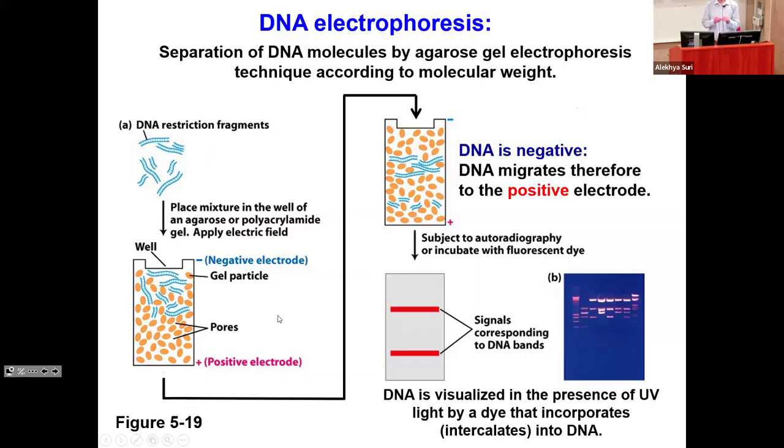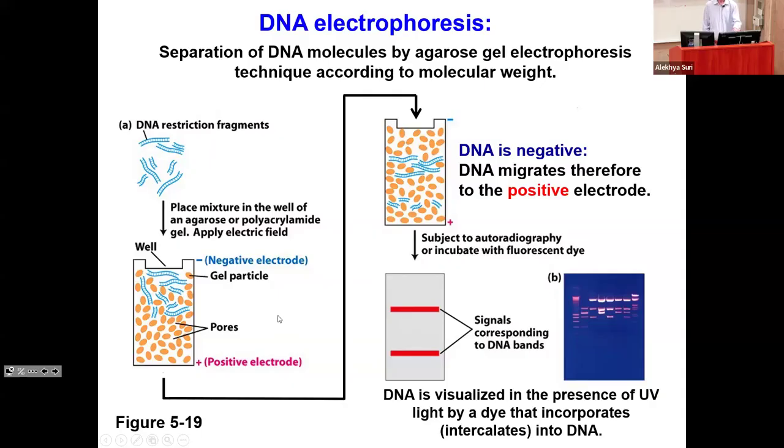So short pieces of DNA will migrate fast compared to large pieces of DNA. They will not go well through the agarose. Agarose contains pores where DNA goes in and out. And so if the DNA is, for example, large, it would be more difficult to get through.